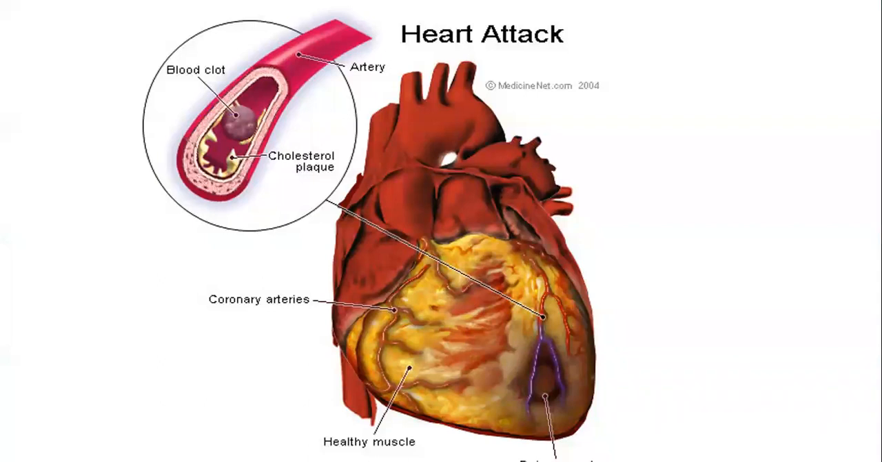Okay, so this is a beautiful depiction of the condition ischemia. Here what we observe is the coronary artery, which supplies the fresh blood to the muscles of the heart. This coronary artery becomes clogged due to a blood clot or cholesterol plaque. Okay, this is known as embolism.